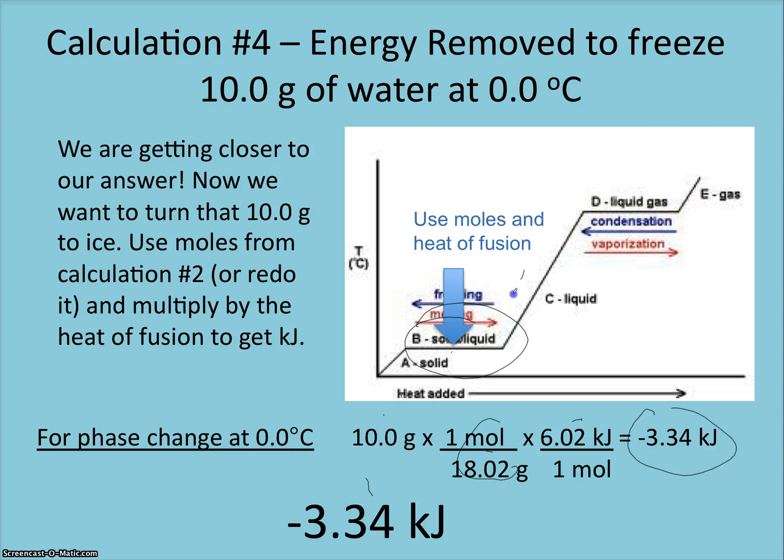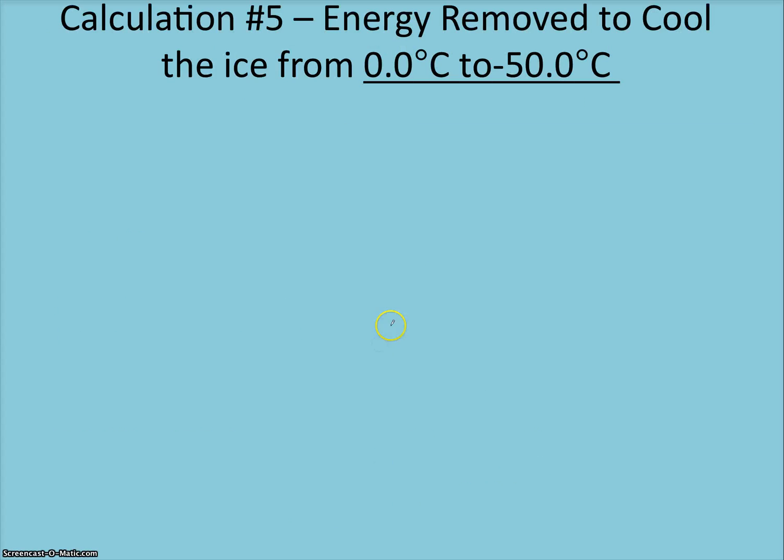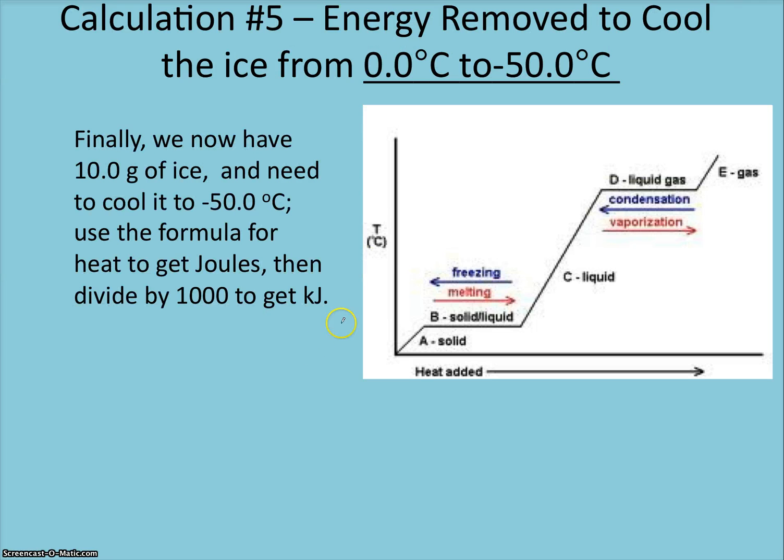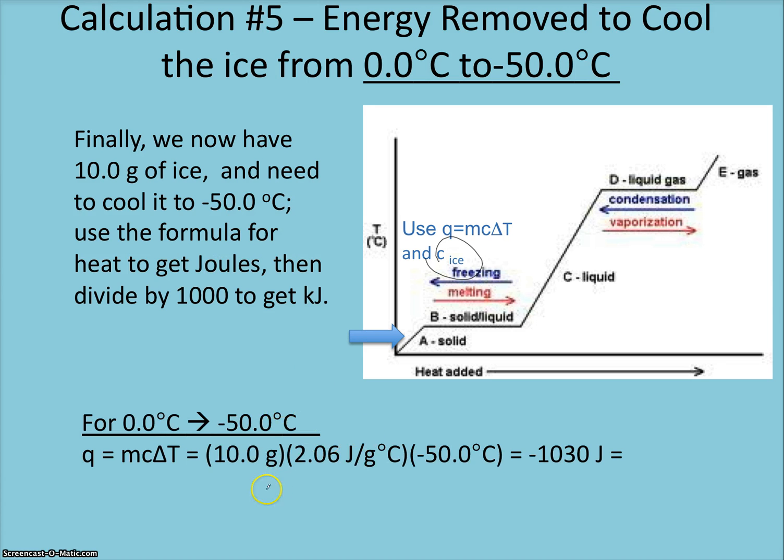Okay, so we've done 4 calculations. We've gone down all of these numbers. We're now in the last spot. How do we get down to minus 50? Well, we're going to use Q equals M times C times delta T, and we use the C for ice. So just the same pattern that we've been following all along. Mass times C, notice how it's the C for ice, 2.06, times minus 50, because we're going from 0 to minus 50, and we get our answer in joules, which we convert to kilojoules by dividing by 1,000.